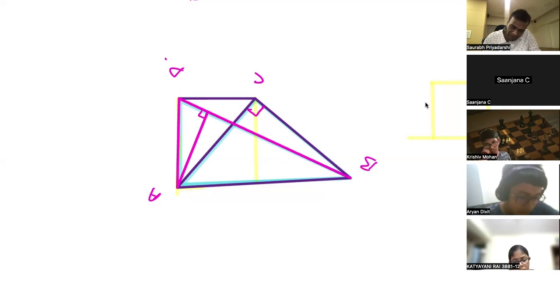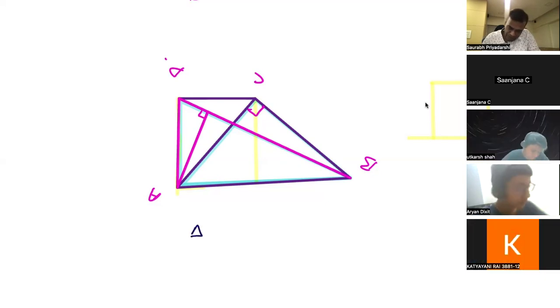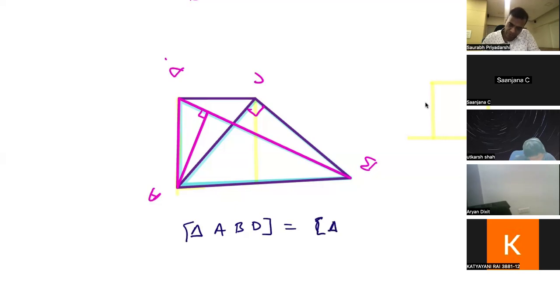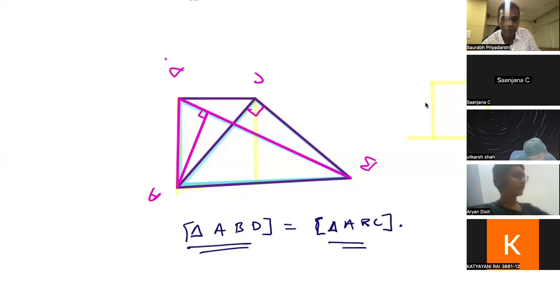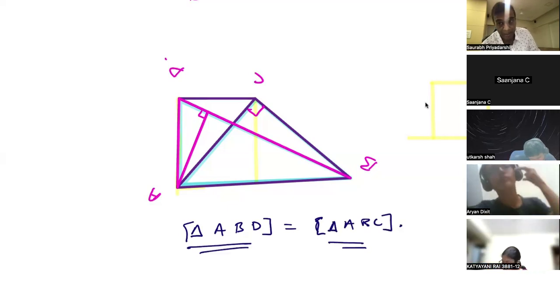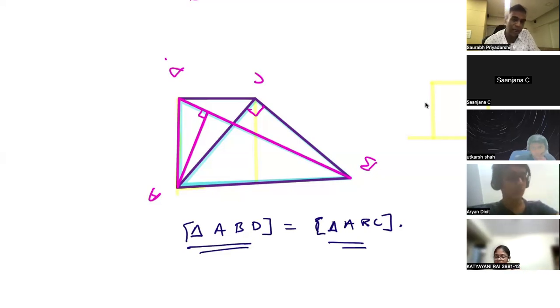So I can say the area of ABD and the area of ABC both will be equal, right? But actually I wanted to teach the theory on the question I have given you.